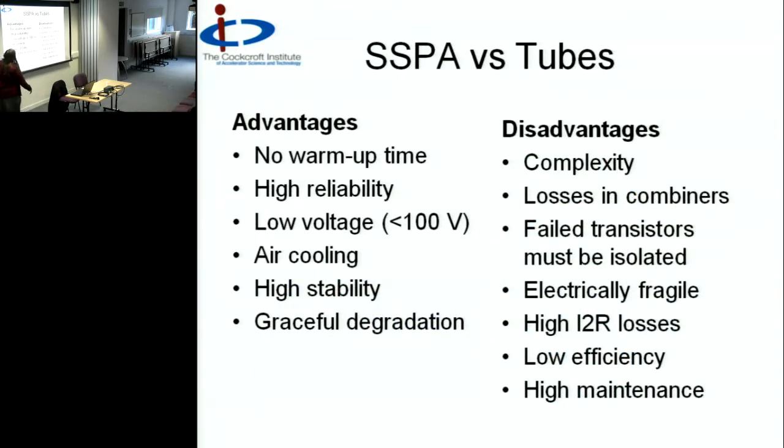So tubes versus power amplifiers. The SSPs have no warm-up time. They start like that. Klystrons need to warm up. They're very reliable. They operate at 100 volts. That's something I didn't mention. These things operate at 100 volts. A Klystron will operate at somewhere between 100 kilovolts and 50 kilovolts. This operates at 100 volts. Higher current, albeit, but 100 volts. So much easier to operate at 100 volts.